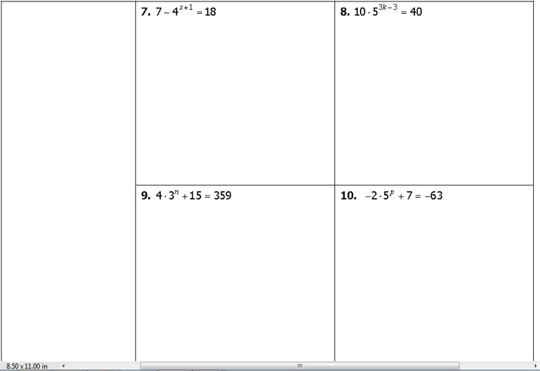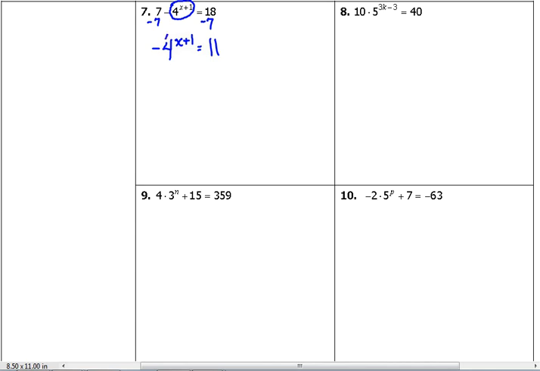7 minus 4 to the x plus 1 is equal to 18. So I'm going to circle this exponential expression right here, just to point out to myself what all is going on in front of it. So the first thing we need to do is subtract 7 from both sides. So we've got negative 4 to the x plus 1 is equal to 11.